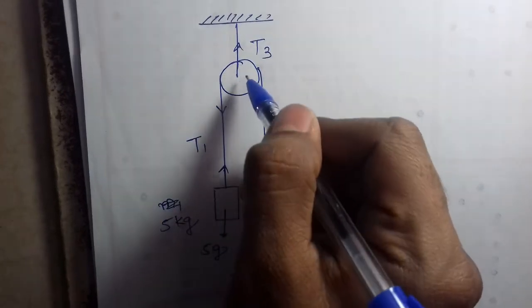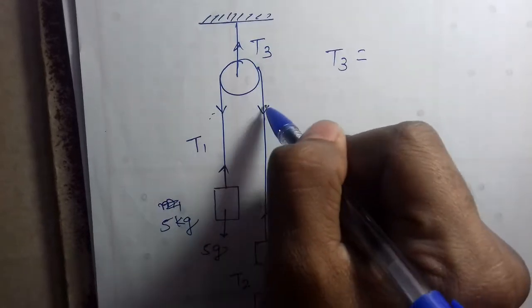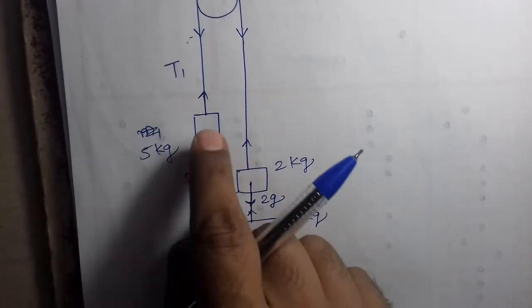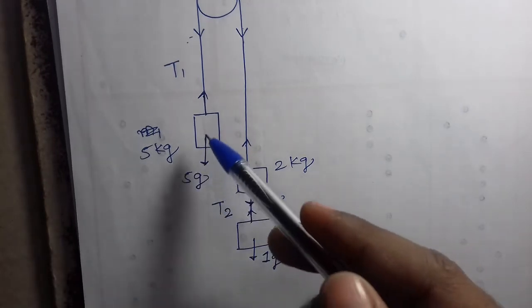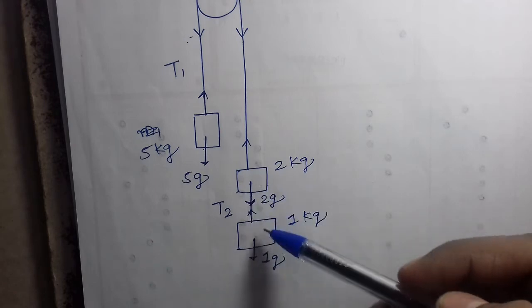Upward force is equal to downward. Upward force is T3, downward force is what? T1 plus T1, 2T1. Second we will write equation for this one. This mass is going in downward direction because this is heavier. This is heavier as compared to these masses.